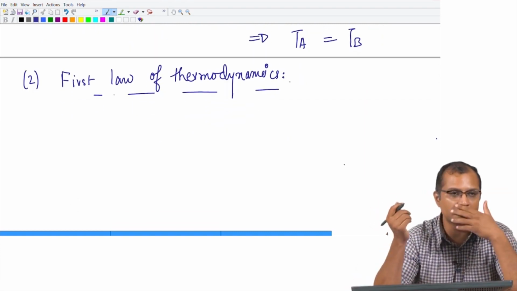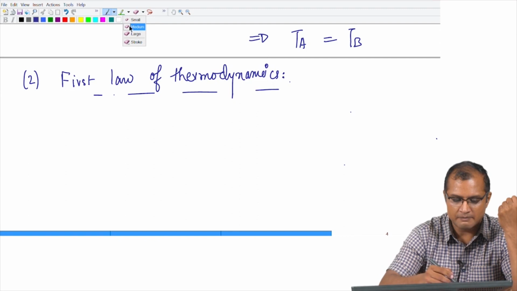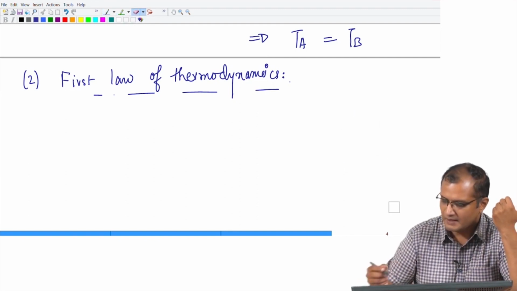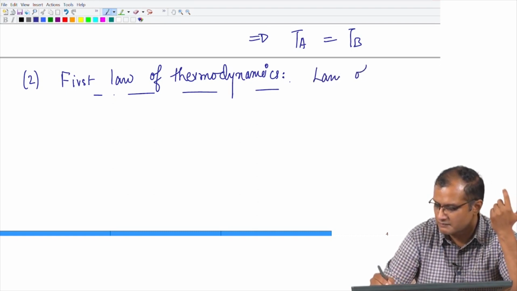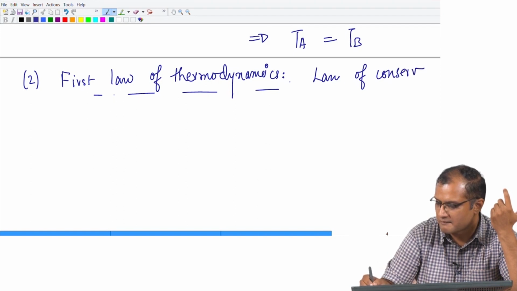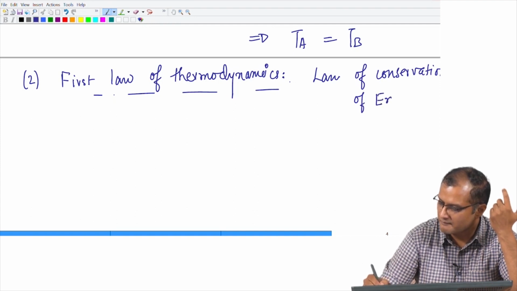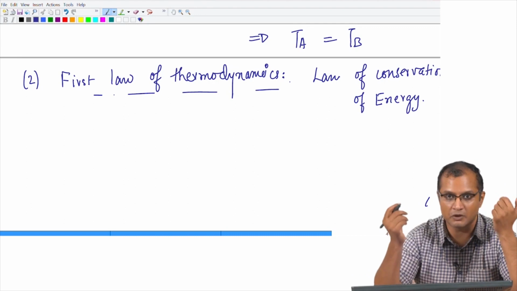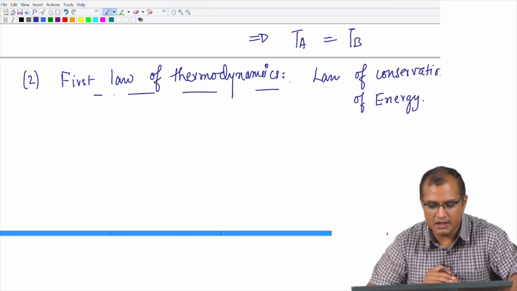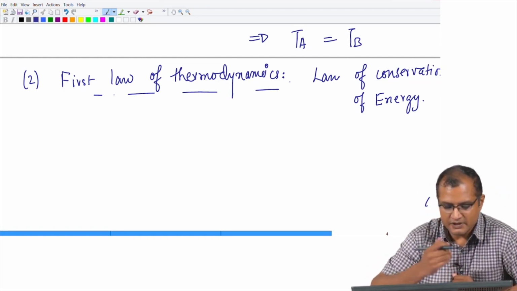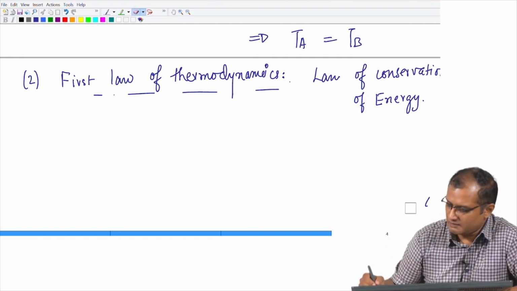Which is essentially nothing but, I would say, a bookkeeping of energy. So, you simply associate the first law of thermodynamics as a law of conservation of energy, or bookkeeping of energy. You simply account for each mode of energy injection and work done, and the first law of thermodynamics is nothing but a statement of energy conservation. So, we shall see what that means.